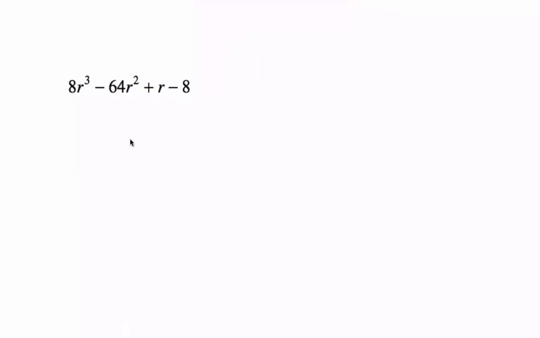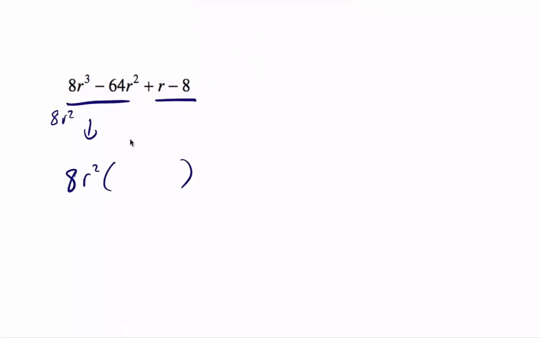Okay, next one is the reason I'm showing this one. Same concept though, we're going to do the first two, last two. These have an 8r squared in common. Divide all by 8r squared. So I get r minus 8. Always, always, always bring down the middle sign.